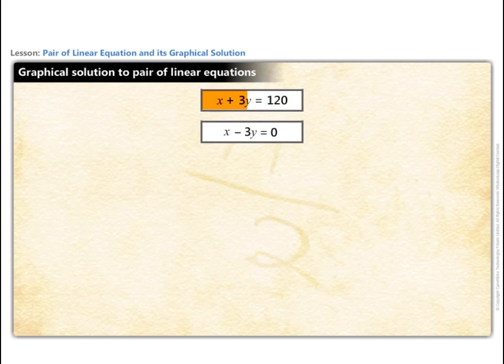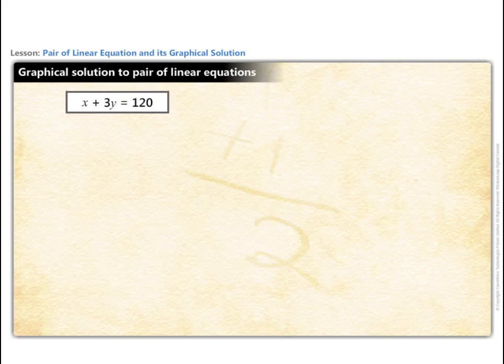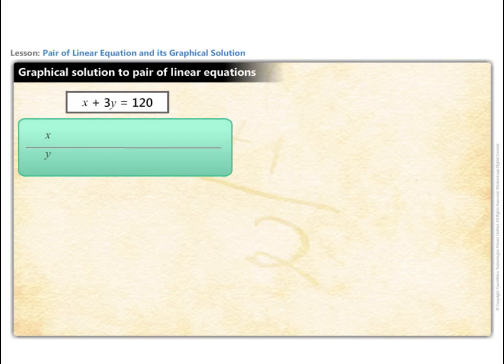x plus 3y is equal to 120. x is equal to 3y, or x minus 3y is equal to 0. We will now plot these equations on the graph. Let us take the first equation, x plus 3y is equal to 120, and compute different values of y for different values of x and tabulate the same.